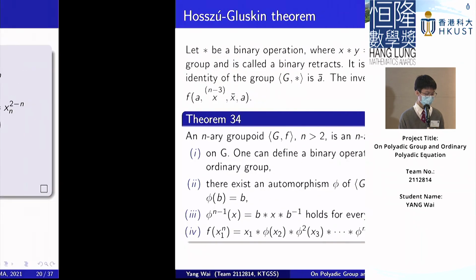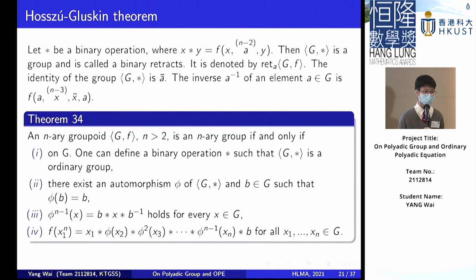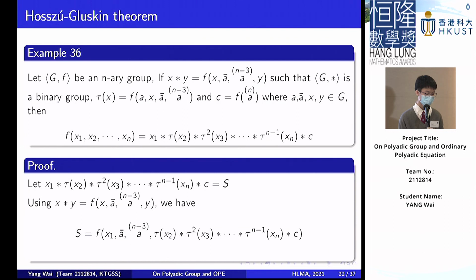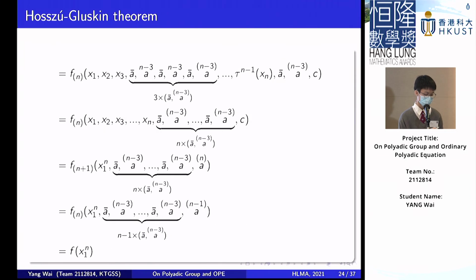And then we will move on to the Hosszú-Gluskin theorem. It should be noted that if an n-ary group point, a non-empty set together with an n-ary operation f, is an n-ary group, then condition 4 is satisfied. The f x1 to n can be represented by the following form. And in our paper, we give an example to prove this condition.